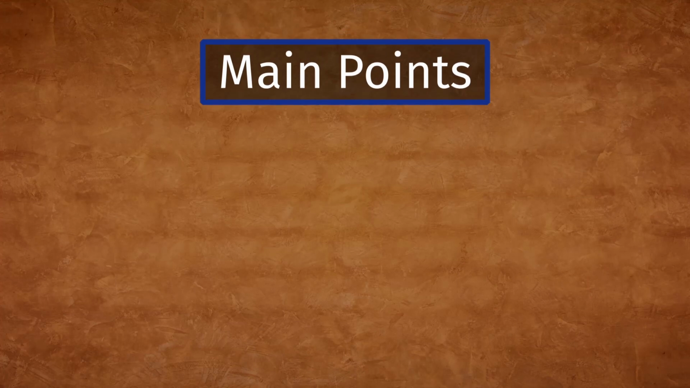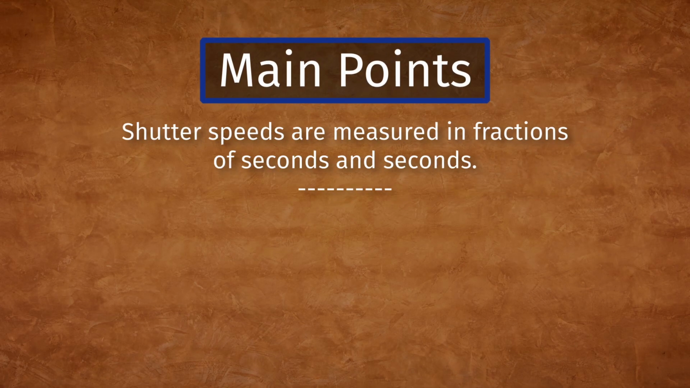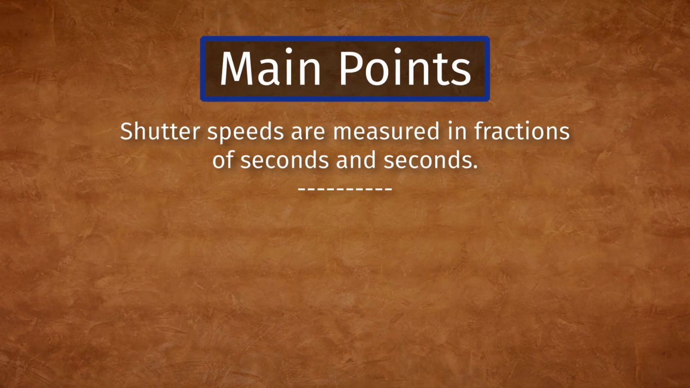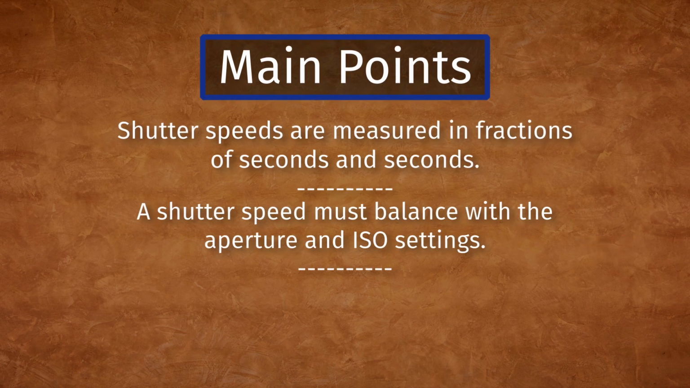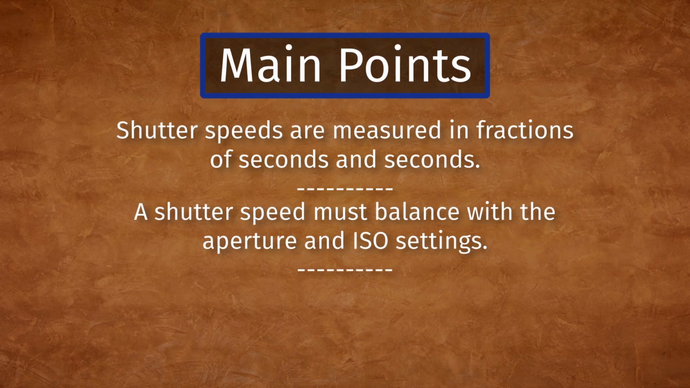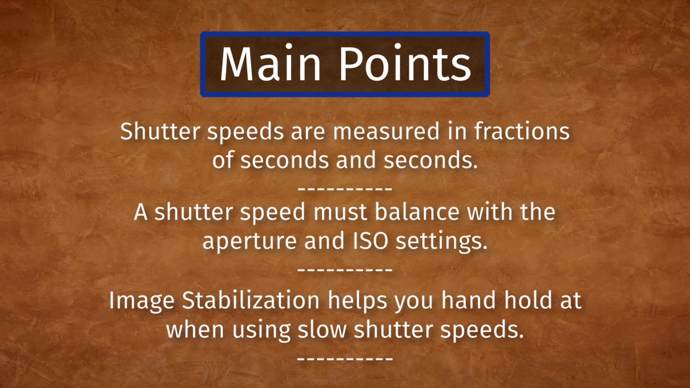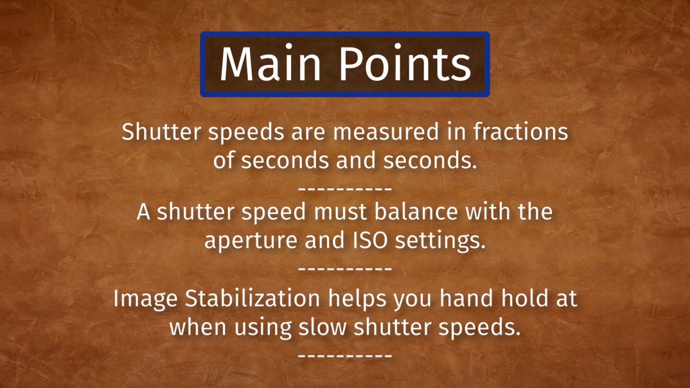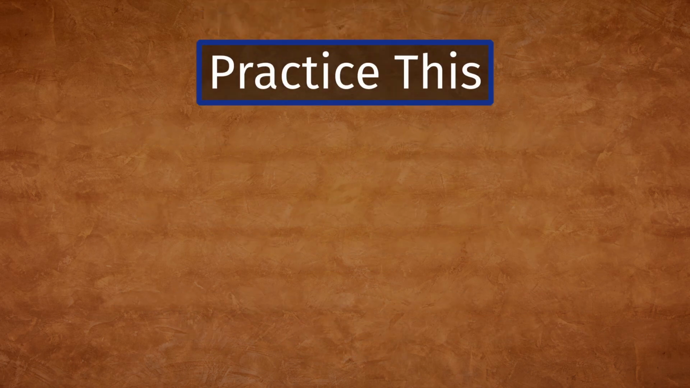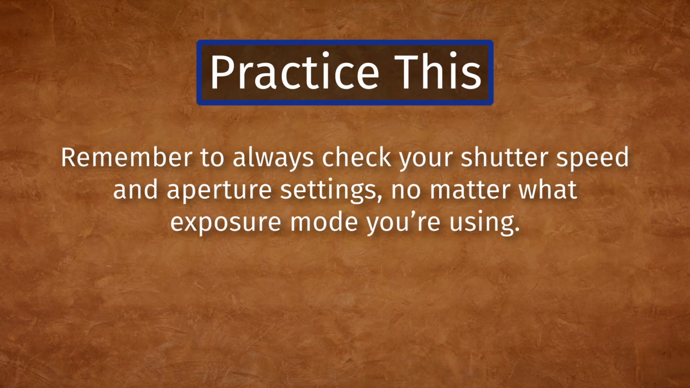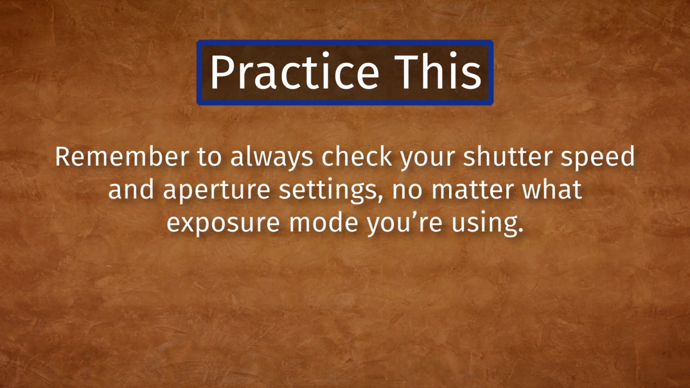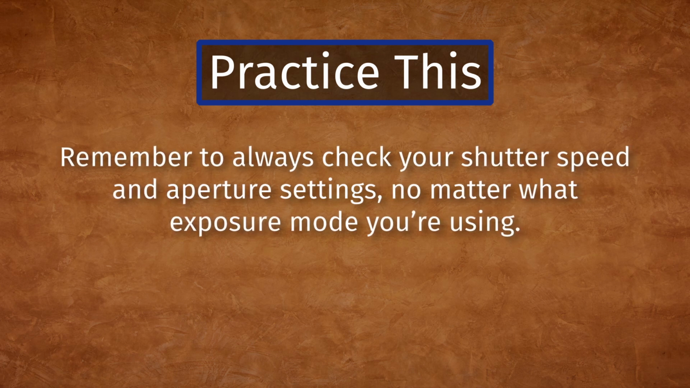The main points for this lesson are: shutter speeds are measured in fractions of seconds and seconds. A shutter speed must balance with the aperture and ISO settings. Image stabilization helps you handhold when using slower shutter speeds. Practice this to improve your photography. Remember to always check your shutter speed and aperture settings, no matter what exposure mode you're using.